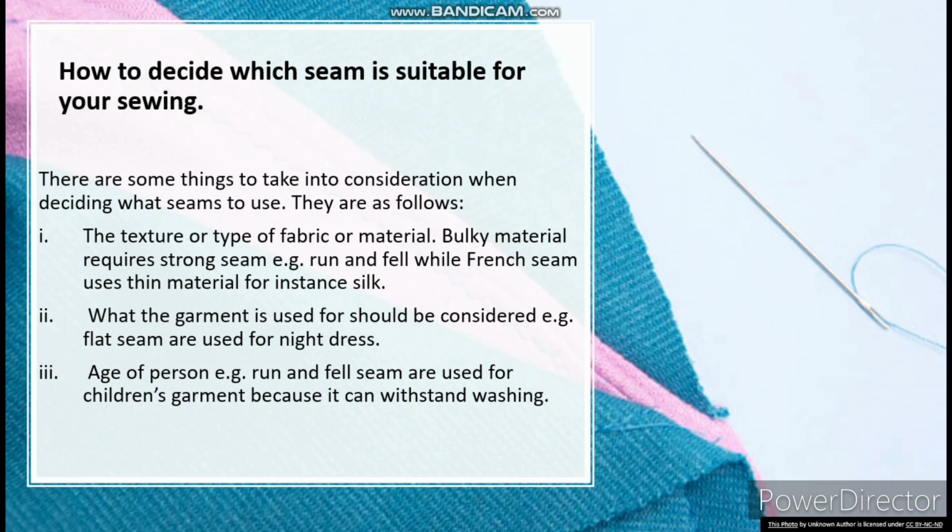Thirdly, the age of the person. Run and fell seams are used for children's garments because they can withstand washing. Yes, so that is also another thing to consider when you want to make use of a seam: the age of the person. Most likely we use run and fell seam for children's garments. It makes them very easy to wash. It can withstand it, because children's clothes, you wash them almost all the time. They are washed daily. So you can make use of run and fell seam.